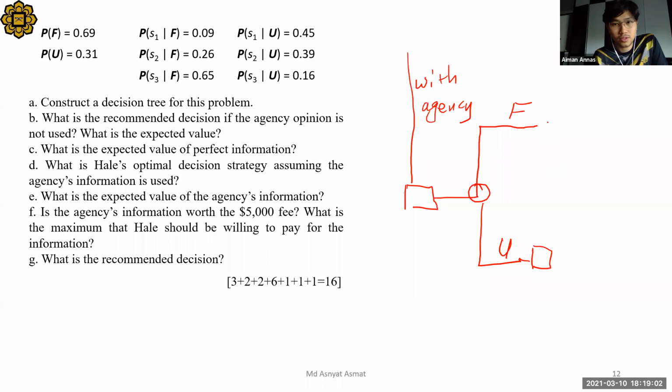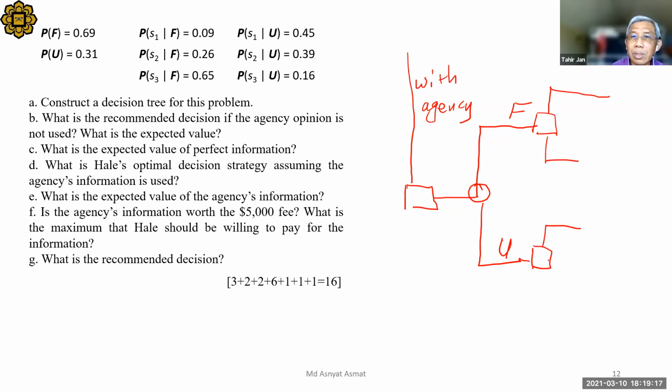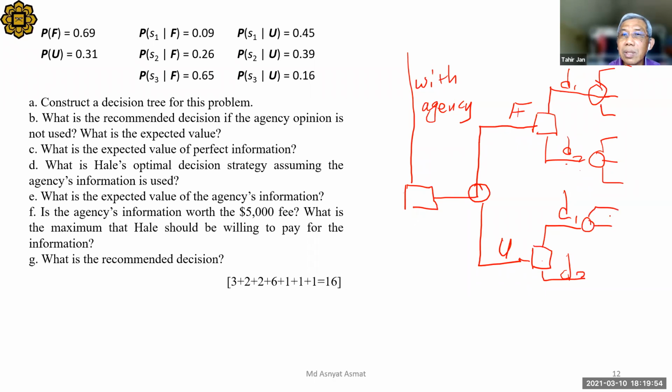We branch out exactly the same thing. I think you will know what to do already. Branch to two decisions, D1, D2. You also D1 and D2. Then you are given the probability. Of course, the payoff, you know what to do. So you are given already the chance event. So now we are having three possibilities.